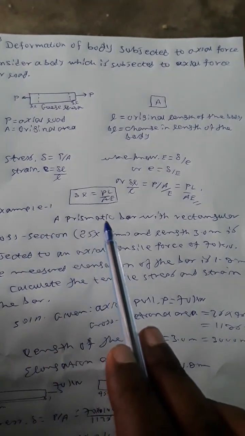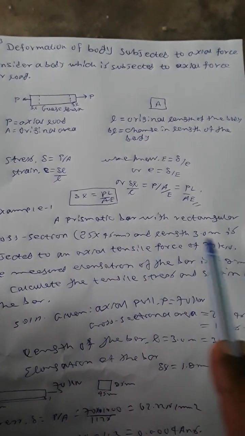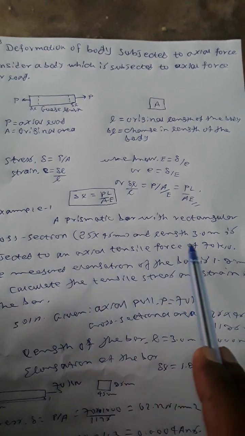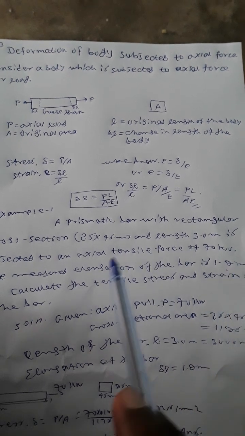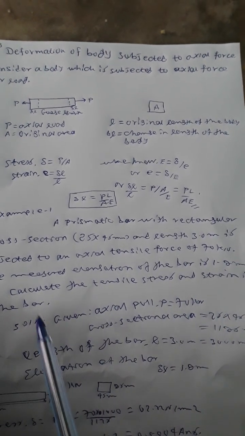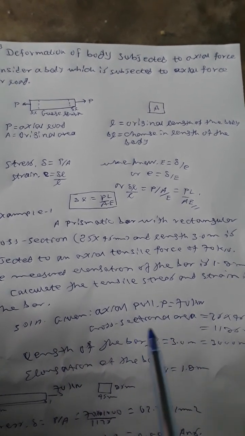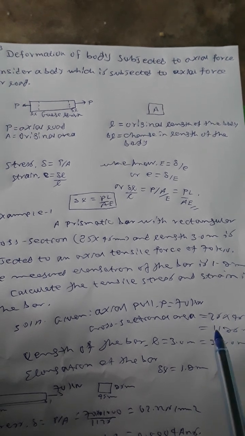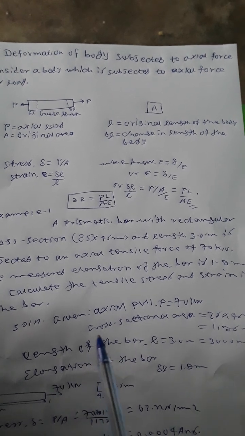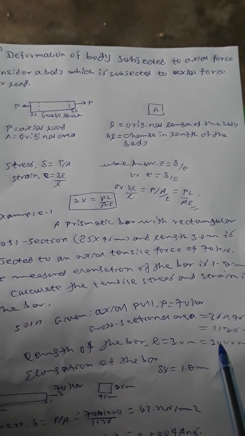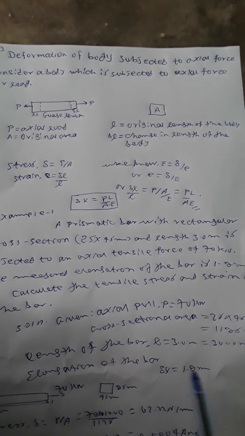Example 1. A prismatic bar with rectangular cross section 25 by 45 mm and length 3 meters is subjected to an axial tensile force of 70 kN. The measured elongation of the bar is 1.2 mm. Calculate the tensile stress and strain in the bar. Solution: given axial pull 70 kN, cross-sectional area 25 by 45 mm, which is 1125 mm square. Length of the bar is 3 meters, 3000 mm. Elongation of the bar, change in L, is 1.2 mm.